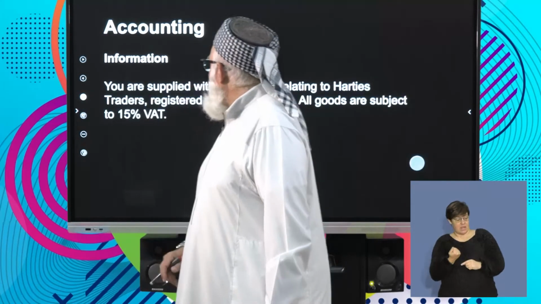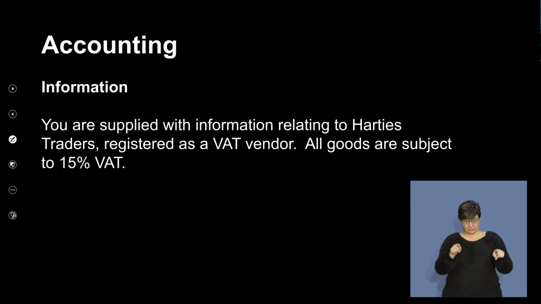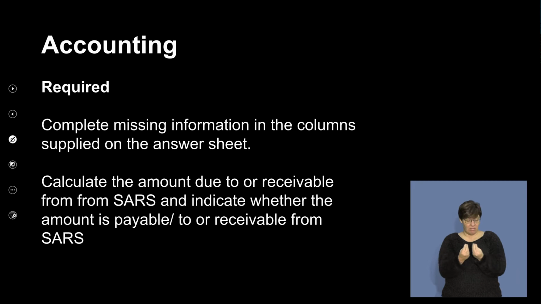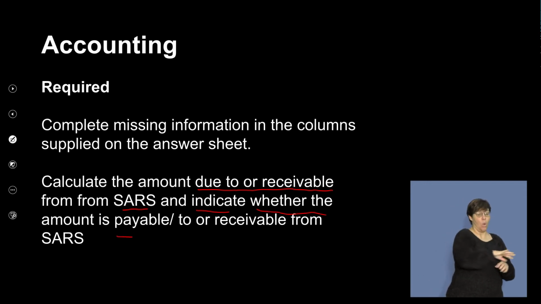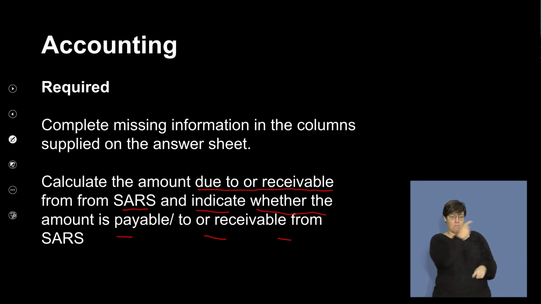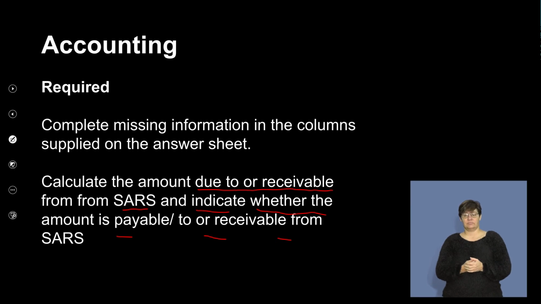Okay, so now you are supplied with information relating to Hearties Traders, registered as a VAT vendor. All goods are subjected to 15% VAT. Complete the missing information in the columns supplied on the answer sheet. Calculate the amount due to or receivable from SARS and indicate whether the amount is payable or receivable from SARS. So obviously once you complete your calculation, you now have to determine whether the amount is due to SARS or due from SARS, okay? But when we get to that part of the question, we'll answer that.